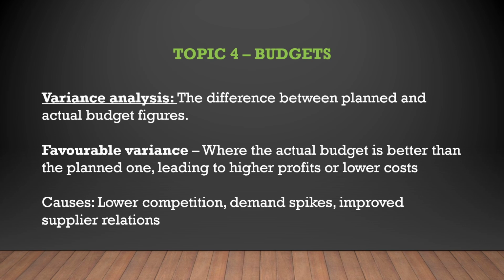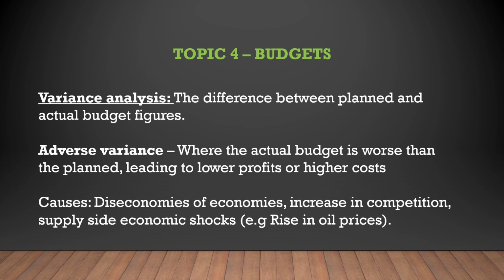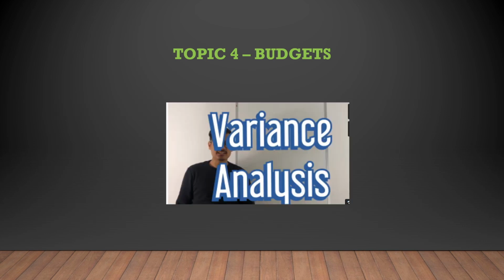Favourable variance, when the actual budget is better than the planned one, leading to higher profits or lower costs. Causes, lower competition, demand spikes, improved supplier relations. Adverse variance, when the actual budget is worse than the planned, leading to lower profits or higher costs. Causes, diseconomies of scale, increase in competition, supply side economic shocks, for example, a rise in oil prices. More details on variance analysis, click the card up there.